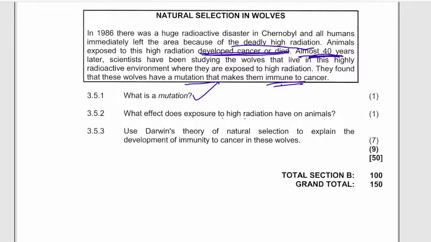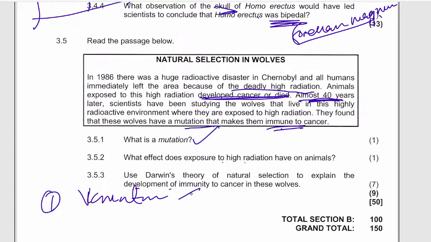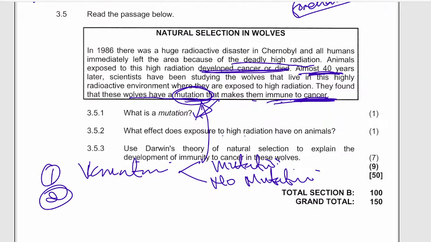What is the story behind here? Remember this natural selection using Darwin's theory. So what are we supposed to explain? The first point is to talk about variation. So there was variation among these wolves, isn't it? So you have to tell us what was the variation. Some wolves had a mutation that makes them immune to cancer, and the others didn't have the mutation. You understand? Point number 2, those which had a mutation were able to survive the radiation. You understand? Therefore, they reproduced in large numbers.